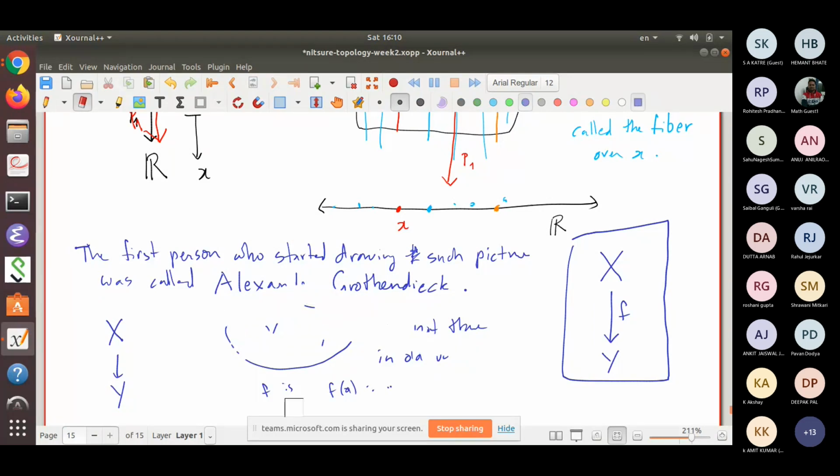Okay. Grothendieck's name has got wiped out. So let me repair that.